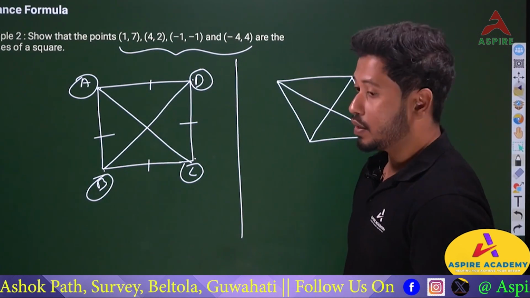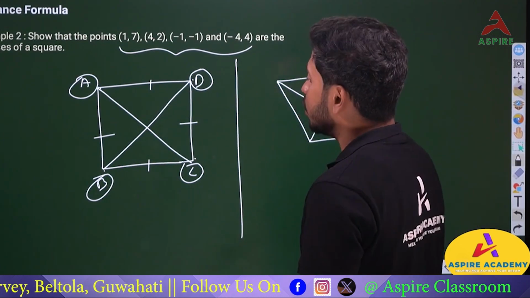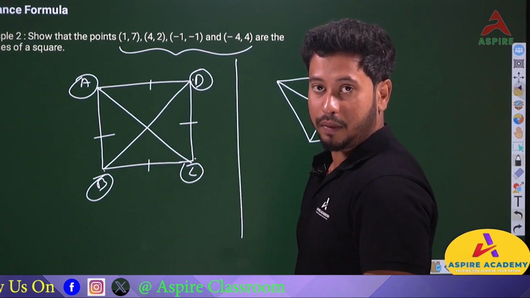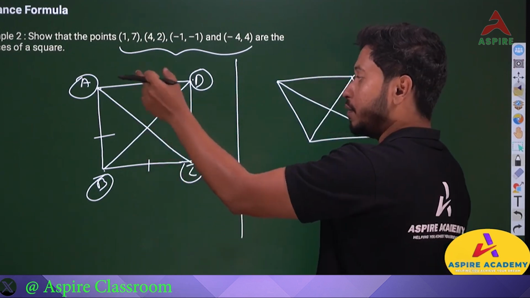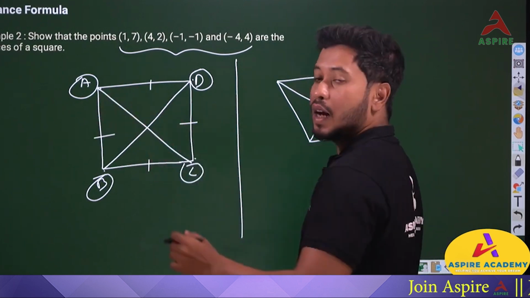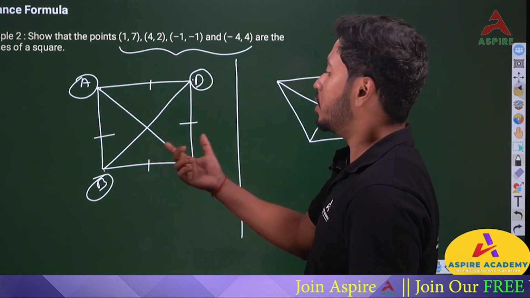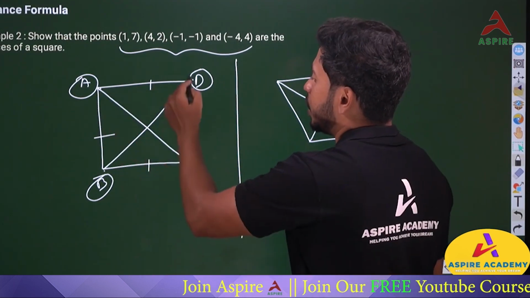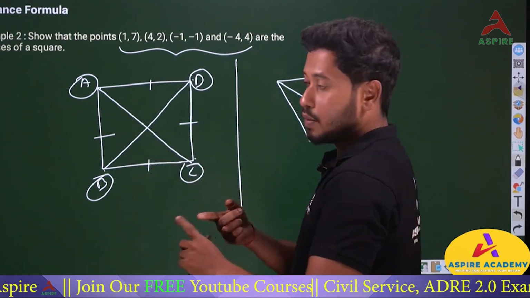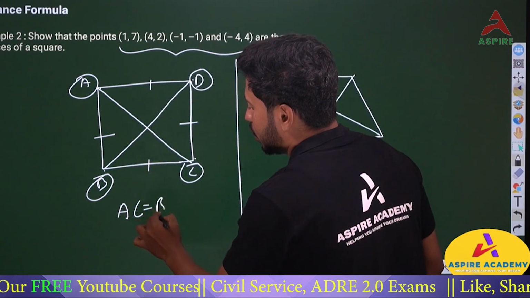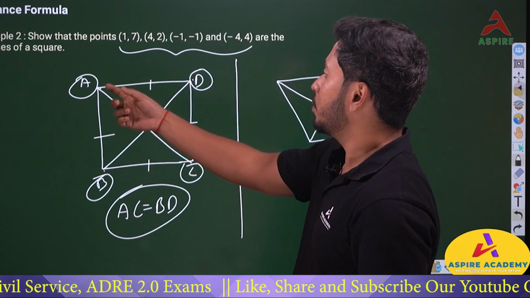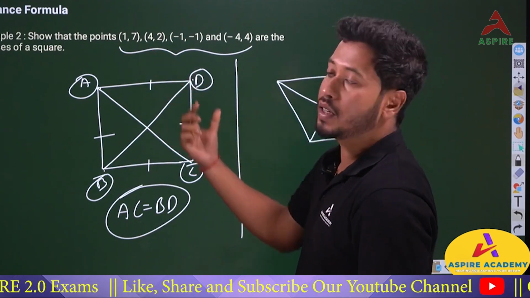Okay, so for this we also have to measure the length of the diagonals. If the lengths AB, BC, CD and DA are equal, then also we can't say this is a square. Then we have to measure the diagonals also. If the diagonals are equal to each other, that means if AC equals BD, then only we can say these points are the vertices of a square.